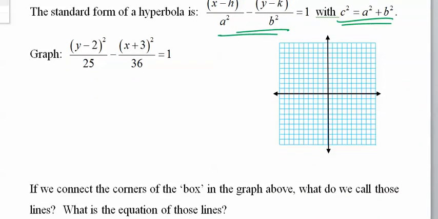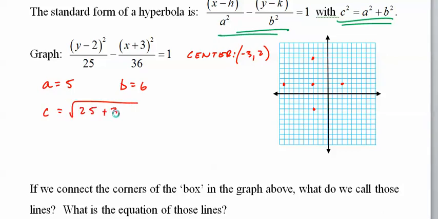And again, you may want to pause and rewind this. Center. Careful, make sure you keep the x and the y straight. Up and down 5 because it's under the y. Notice last time we went left and right. That was because it was under the x. In this case, it isn't. While we're here, let's find the foci. It's the square root of 25 plus 36, which I believe is root 61, which is about 7.8.